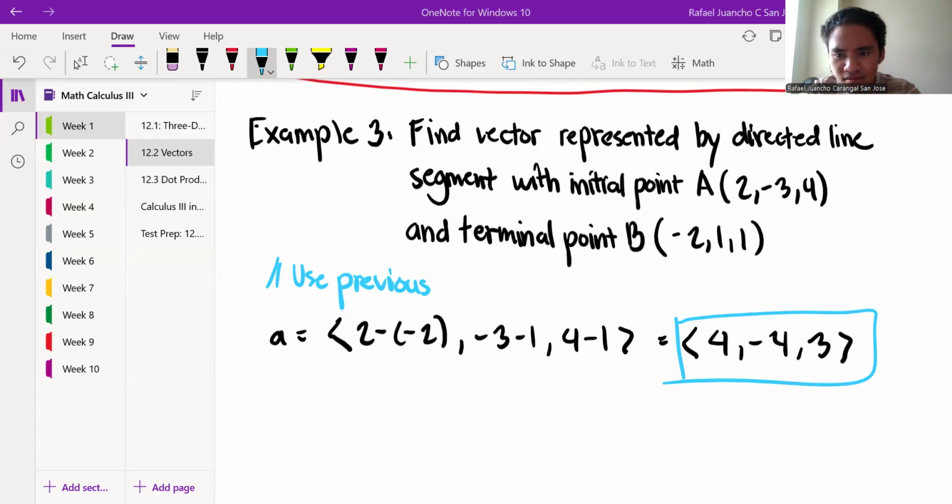Right? Or am I wrong? Wait, my textbook says it's wrong. I don't know why. A is -2 minus 2. Oh, wait a minute. 2 minus -2 is 2 plus 2. So, I don't know why that's wrong. Huh.